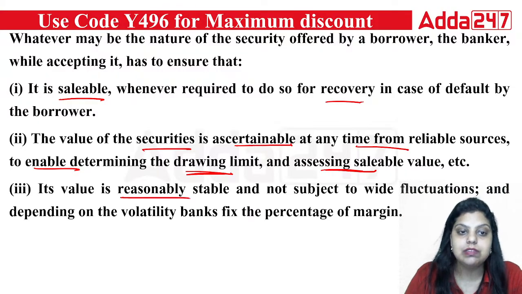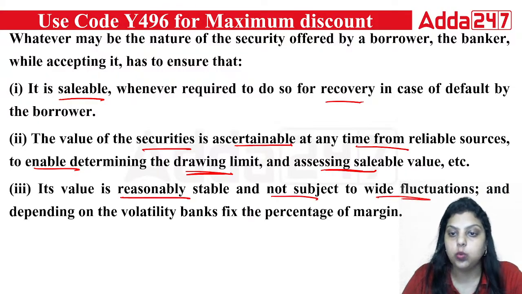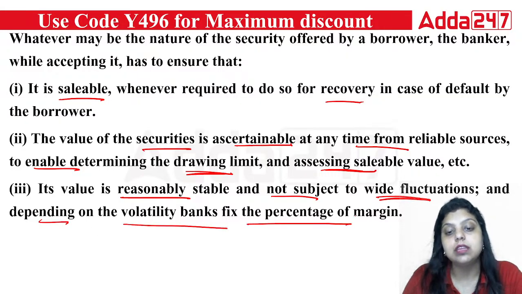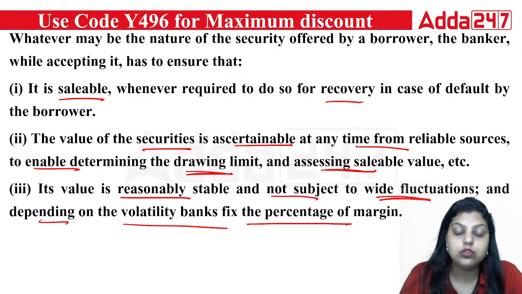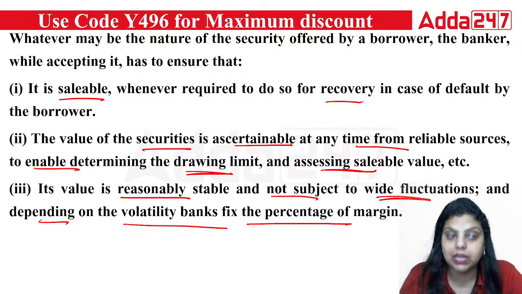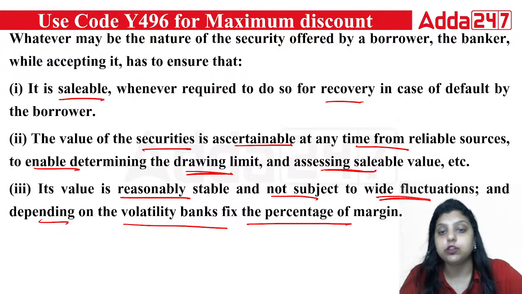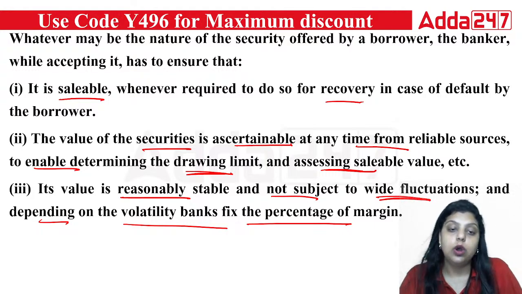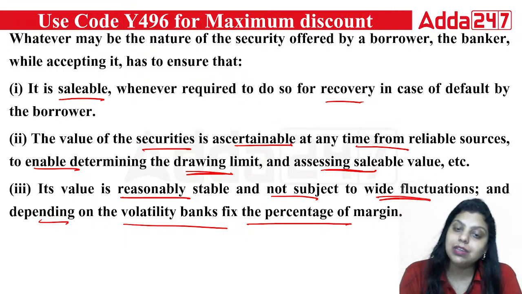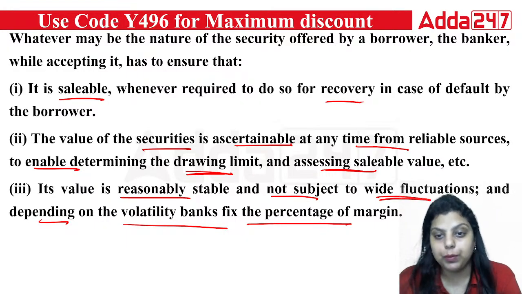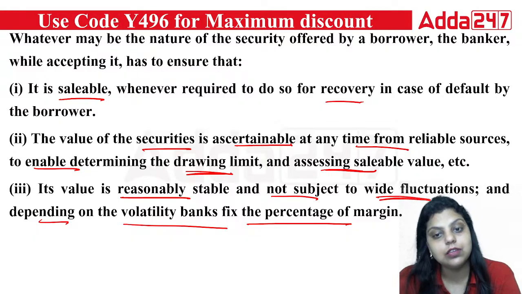Now its value is reasonably stable and not subject to wide fluctuations, and depending on the volatility, banks fix the percentage of margin also. So next we are saying that the value should be reasonably stable. There should not be that much fluctuation in the prices or the value of a product. We don't want a wide fluctuation. We don't want the price changing regularly. We want a reasonably stable property or asset as a security.